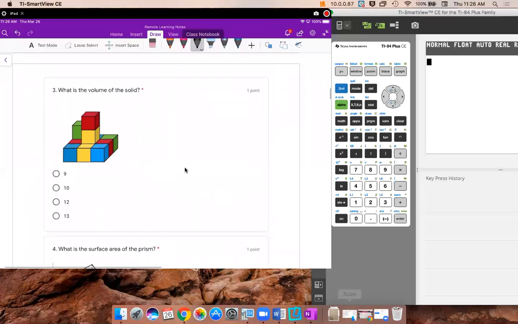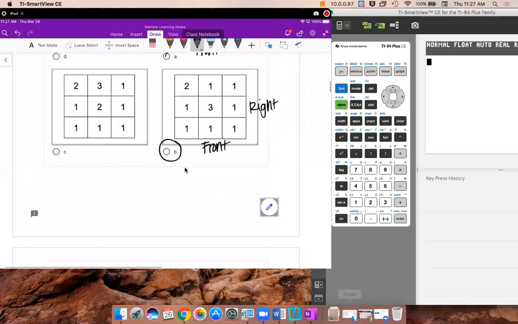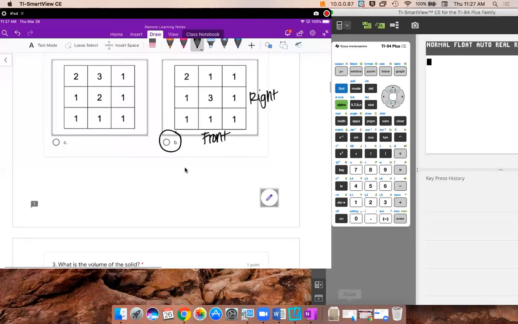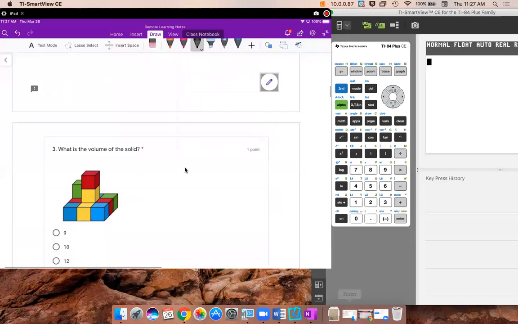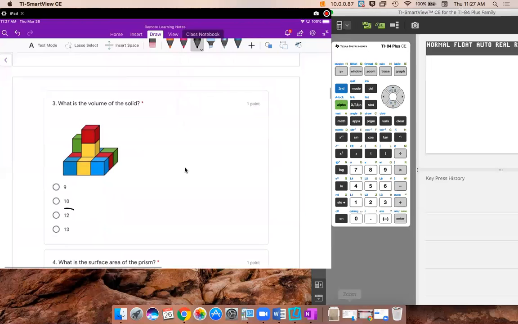Okay, question number 3 was just what's the volume of that? So you take all of those numbers in the map plan right there, you add all of them up, and you should get that this has a volume of 12 units cubed. So your answer for that one should have been 12.